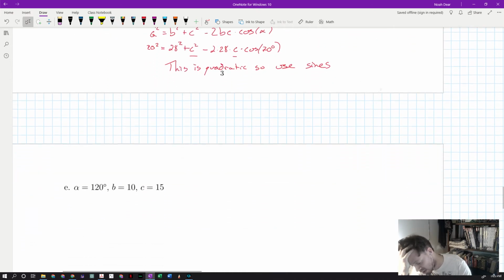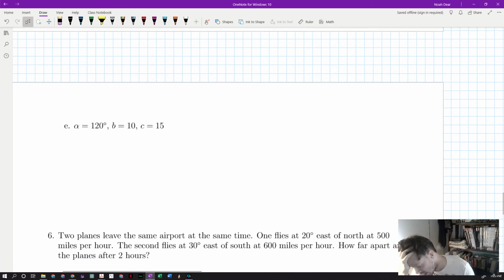Okay, so I do want to come back to that one and talk about it more, but that's definitely a sines problem. And then here I have alpha is 120 degrees, b equals 10, c equals 15. Here I don't have anything matching. I'll draw that 120 degrees first. I'll just use my black pen here. So we've got 120 degrees. And then B and C are adjacent to alpha. So 10 here. This one a little longer, so it looks like 15 for C.